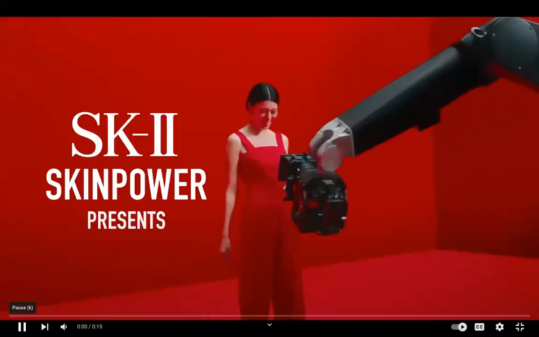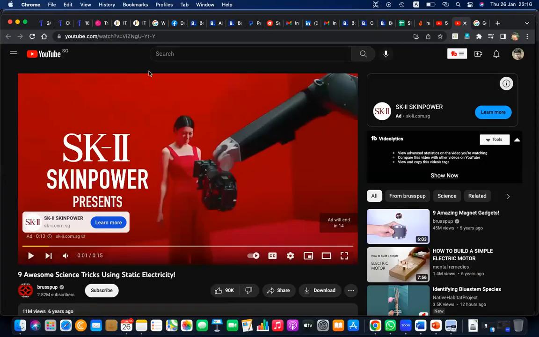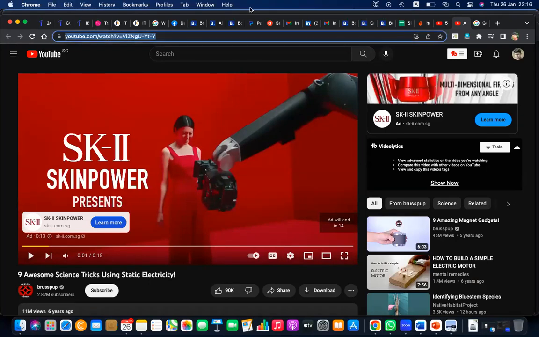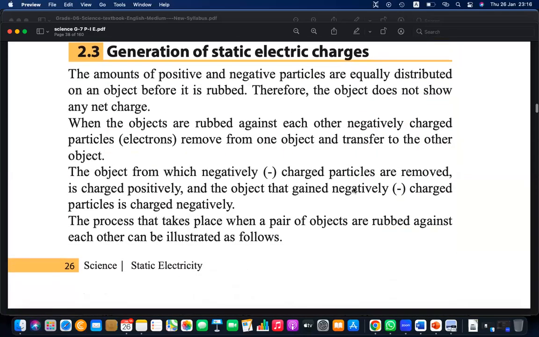Okay. Now I think you have things to do this week using static electricity. I will send you the link of this as well. You can just go and see them and do these experiments. This is about static electricity.